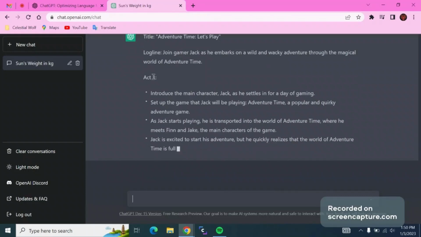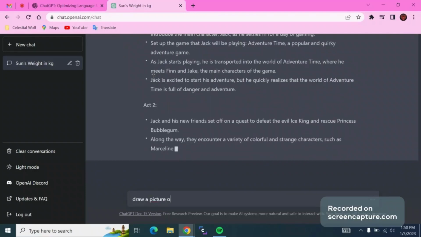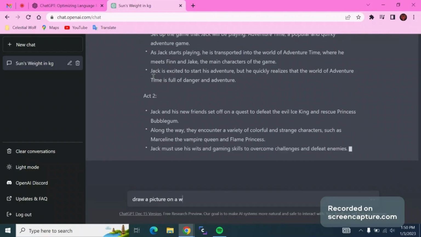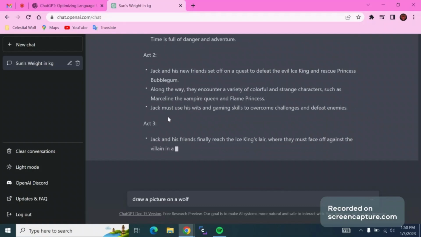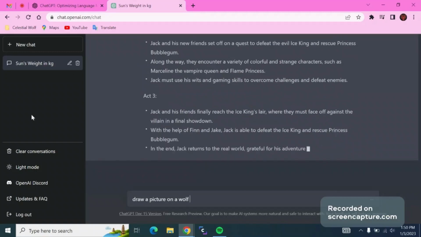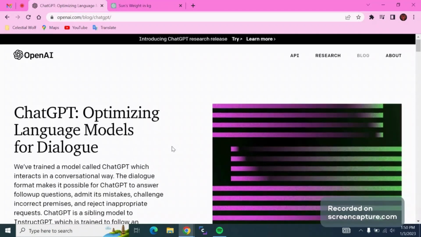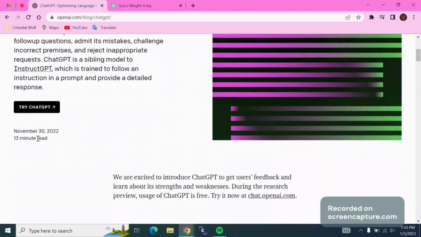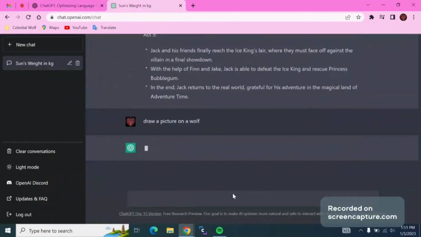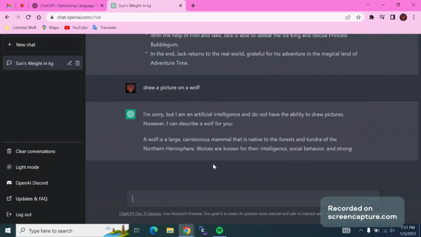Draw a picture. Yeah, it gives a lot, and you can save these chats, so whenever you log in, it saves them. Its knowledge goes up to November 30th, 2022. It can't draw pictures, but okay. So, yeah.